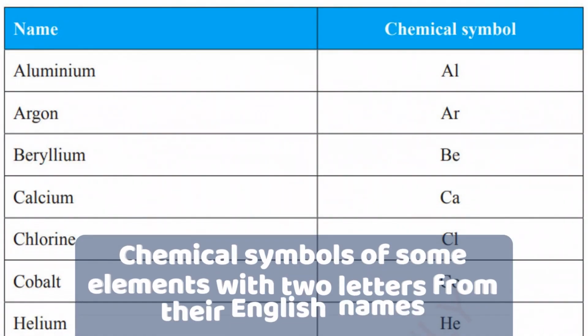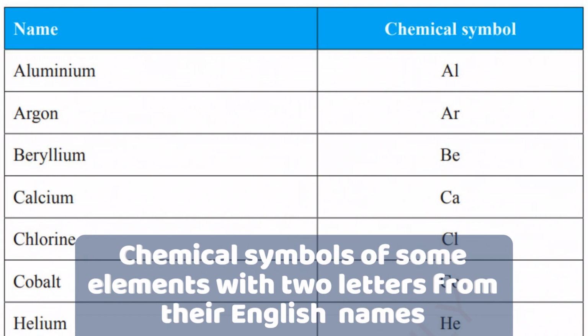From this table you see here, we have chemical symbols of some elements with two letters from their English name. For example, aluminium, chemical symbol Al, argon, Ar, beryllium, Be, calcium, Ca, chlorine, Cl, cobalt, Co, and the others as you can see.